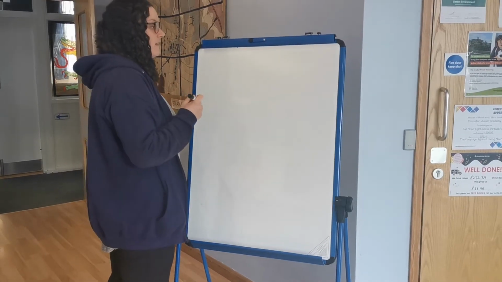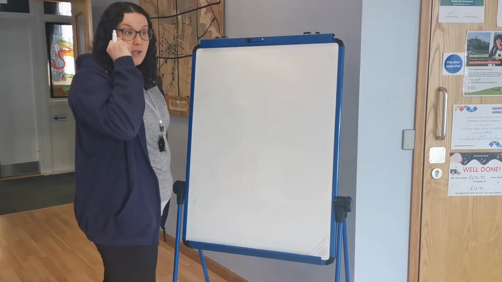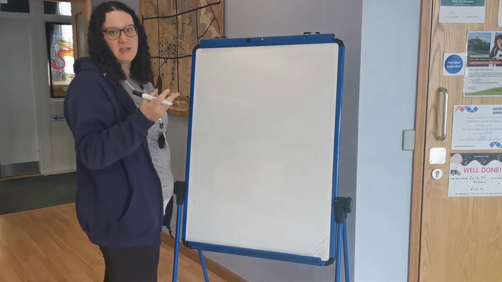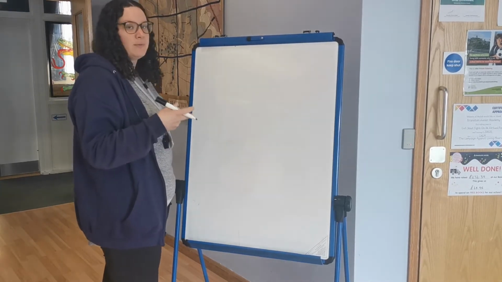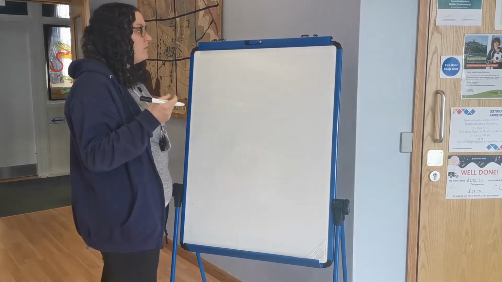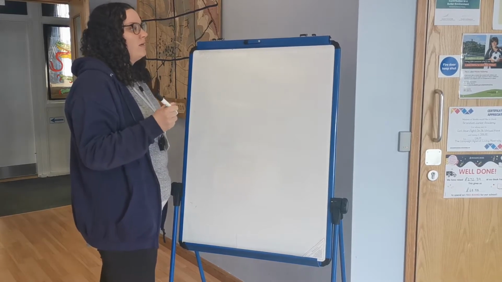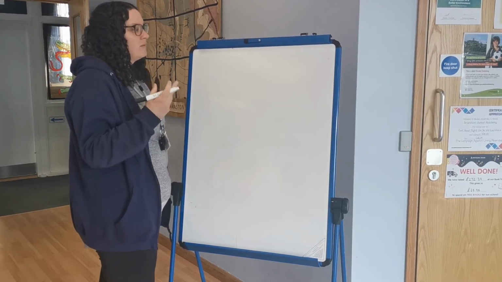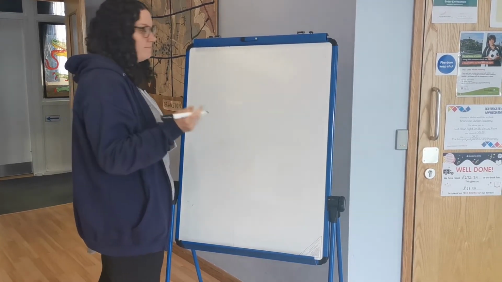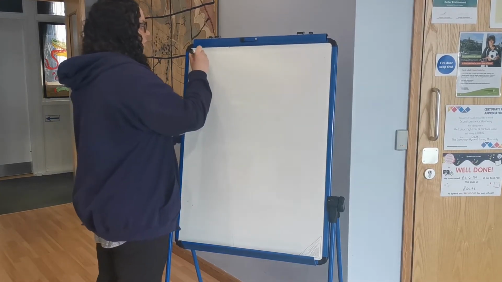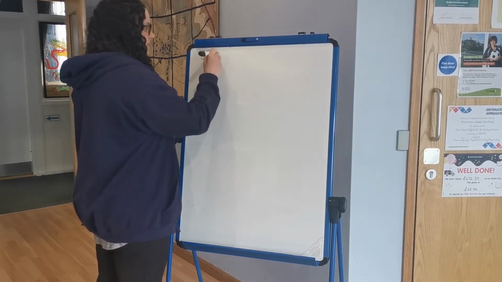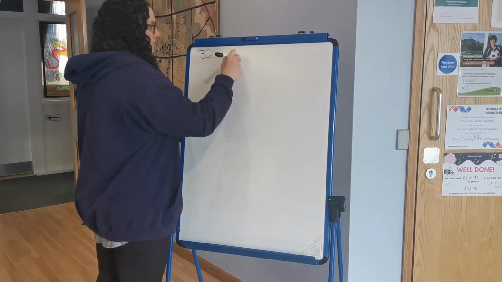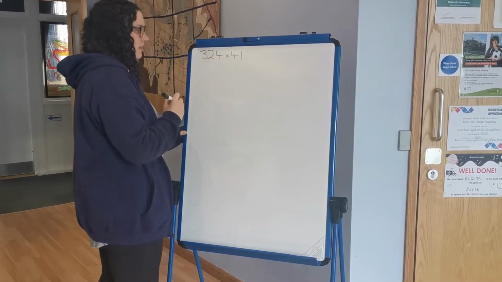Okay, so today we're looking at column multiplication, often called long multiplication. We're going to look at two examples, one that uses just whole numbers and one that looks at using long multiplication with decimals as well. So, let's just have a look at one that's whole numbers first. So 324 times 41, okay?